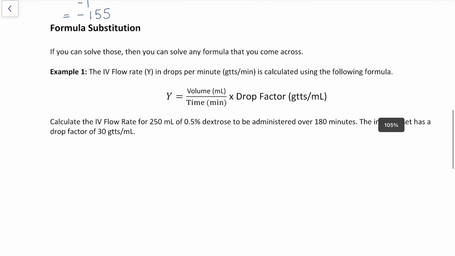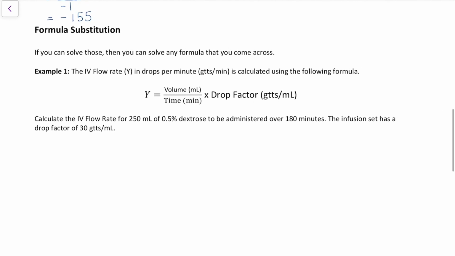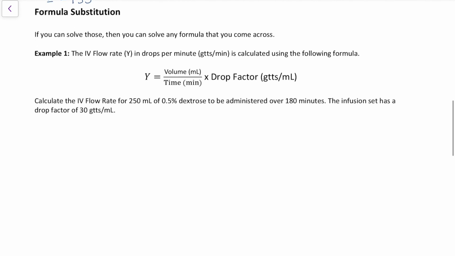So for example, the IV flow rate, which they put as Y, a capital Y, in drops per minute, so the unit of Y is GTTS/minute, so drops per minute, is calculated using the following formula. So the IV flow rate equals volume over time times the drop factor. So there is our formula.